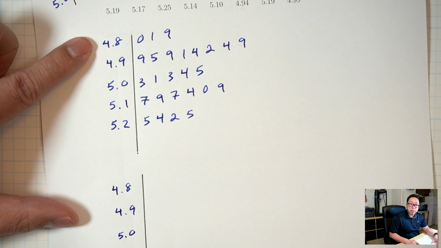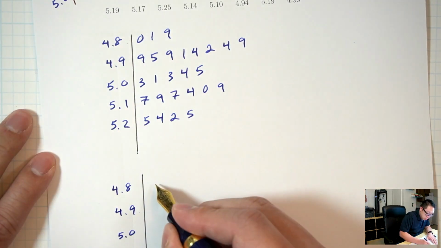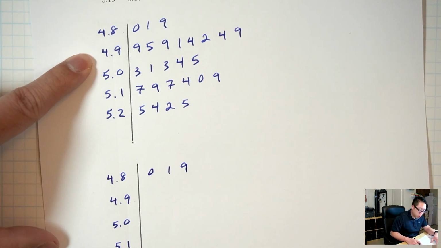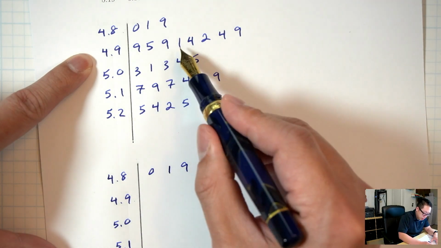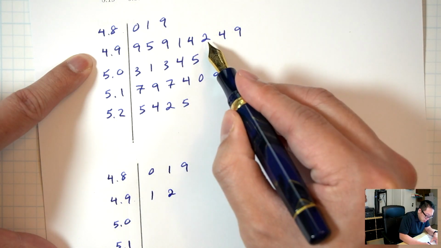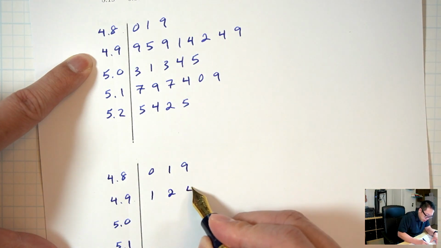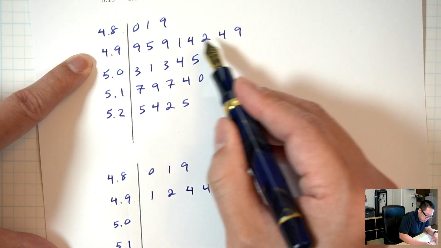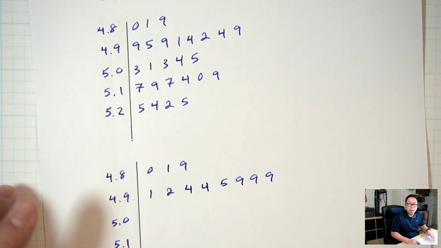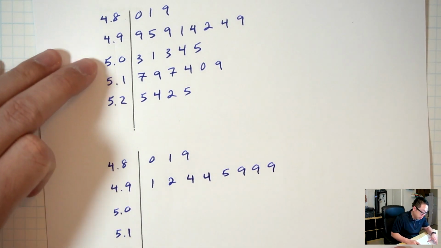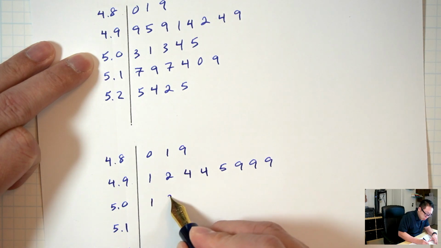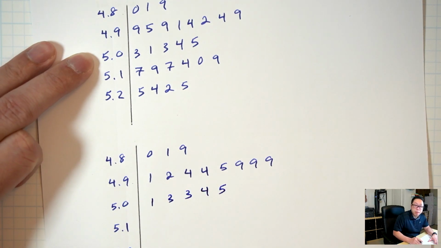Okay, so for the 4.8 in order, it's already in order, so 0, 1, 9. For my 4.9, in order, let's see, it should be 1, 2, 4, 4, 1, 5, and then three 9s. Okay, so we're just putting the leaves from smallest to largest. 5.0 is going to be 1, 3, 3, 4, 5. So 1, 3, 3, 4, 5.